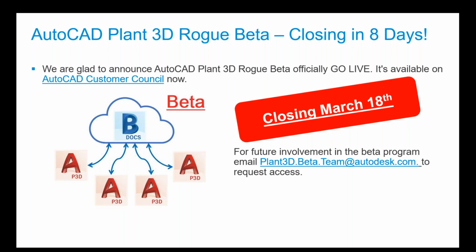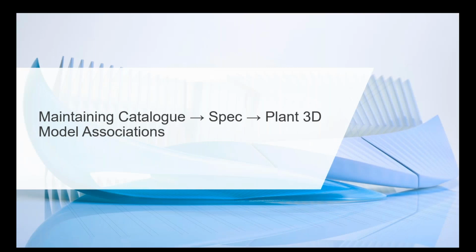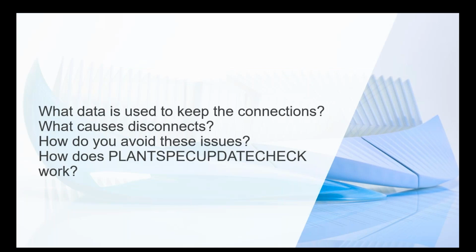Okay, now let's go to the main topic, maintaining catalogs, spec, and Plan 3D model association. So let's go ahead. What are we covering here? What data is used to keep the connection? And what causes disconnects between the pipe spec and the Plan 3D model? And then obviously, how do you avoid these issues in future?